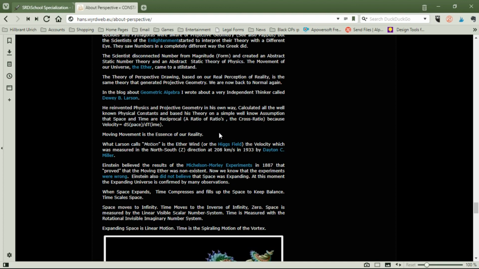Movement is the essence of our reality. What Larson calls motion is the ether wind, or the Higgs field, the velocity which was measured in the north-south direction by this guy named Miller. Motion is the ether wind or the Higgs field, and also velocity, of which the formula is space divided by time.